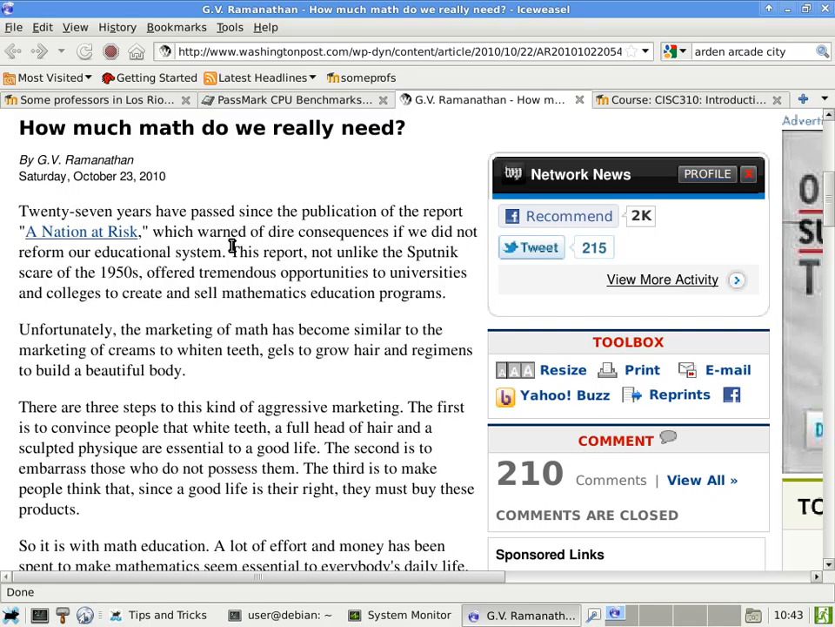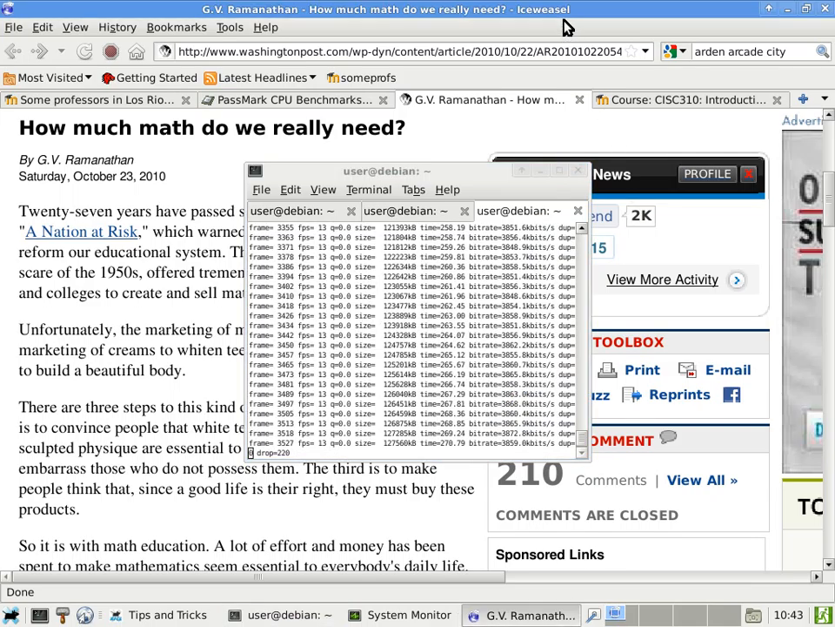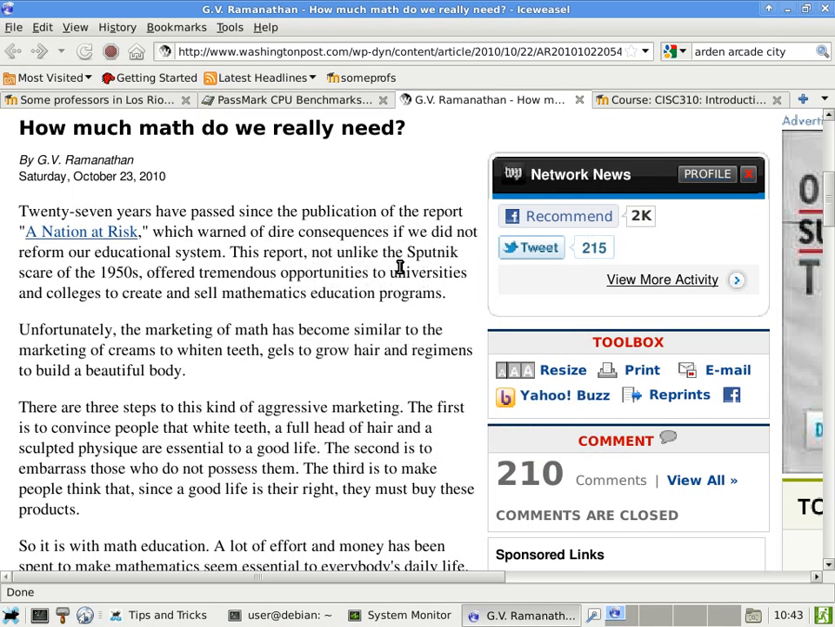Okay, so here we have a little article here. 20 years have passed, and basically the author was saying, okay, I'm recording. The author is basically saying that we are wasting tax money to raise the awareness and the education level of mathematics.